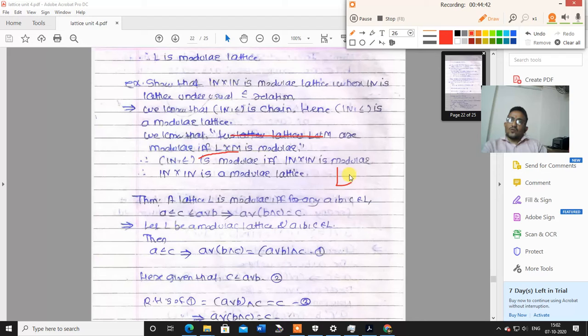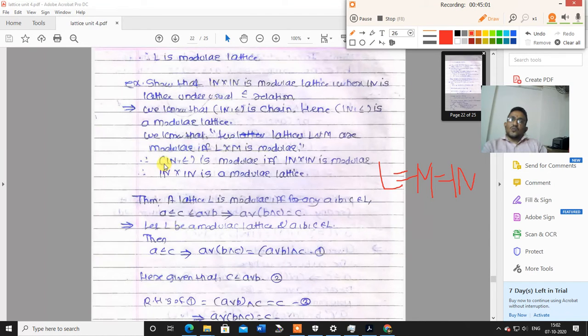Okay, if here we put L is equal to M is equal to N, the set of natural numbers, if we take the lattice L, M as N, L and M are the set of natural numbers, so we get the required result.